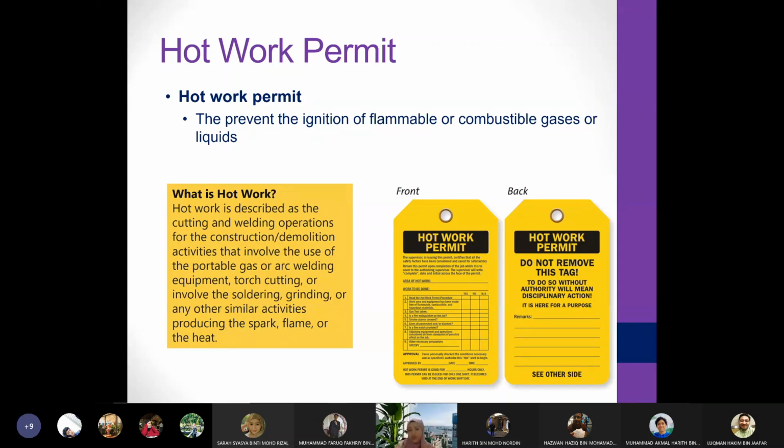When you do it, you will have this kind of tag. Okay, it says hot work permit, and then you write there what is the area of the hot work, what are the works to be done, and then you put it at the location where you do it. And then it says there, do not remove the tag. Because it serves as a warning that there's hot work being done there.